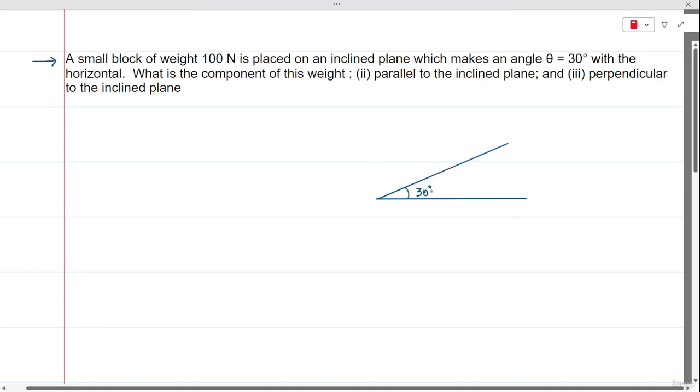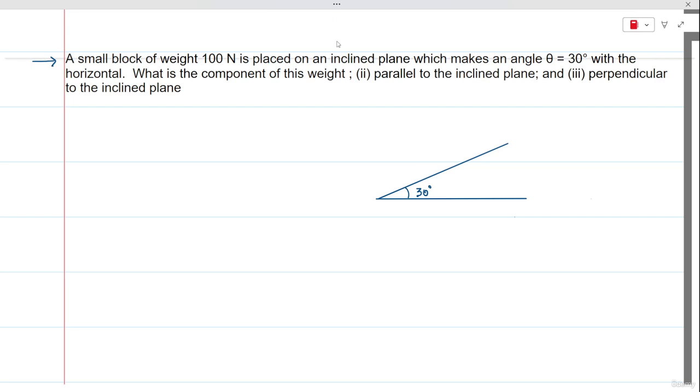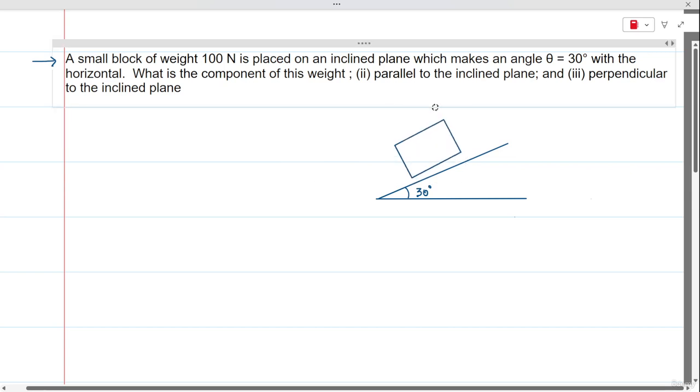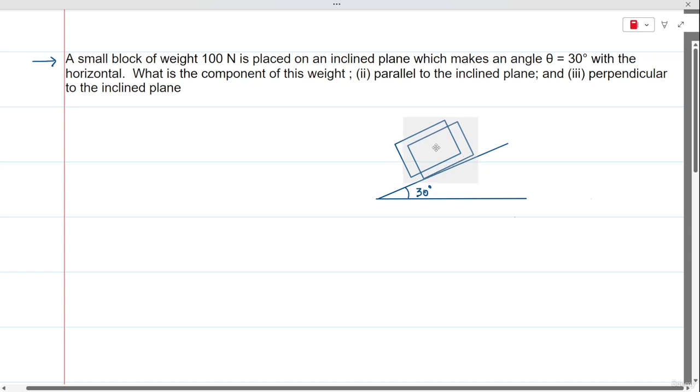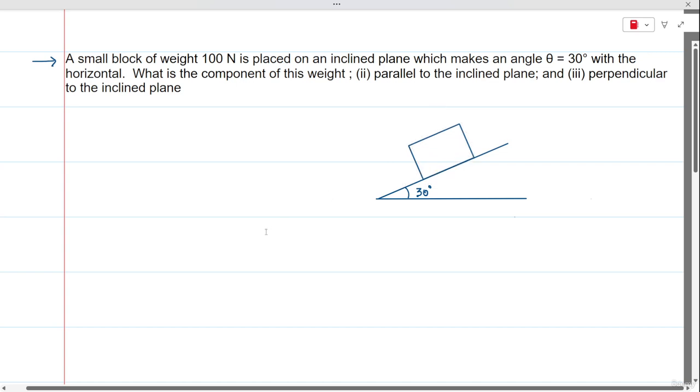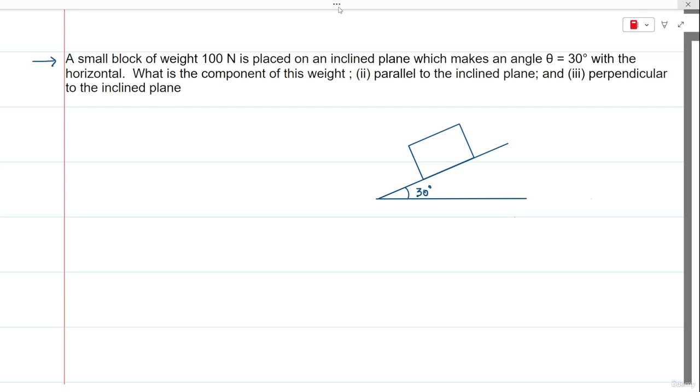So now on this plane, there is a block of weight 100 newtons placed over it. Let's say this is the block and this is the weight. The weight of the block is 100 newtons. So we are required to calculate the magnitude of components of the weights that are going to act parallel to the plane, and next one would be perpendicular to the plane.